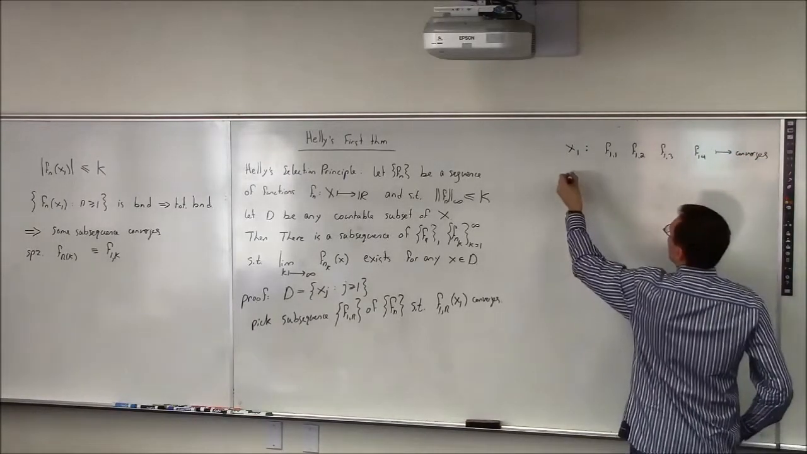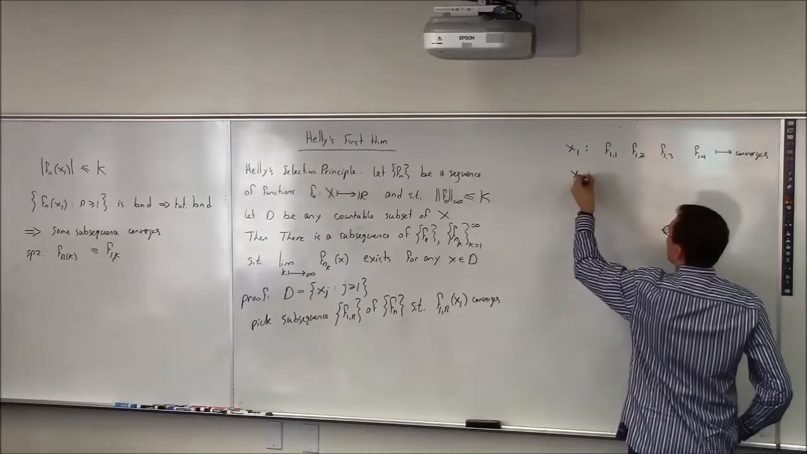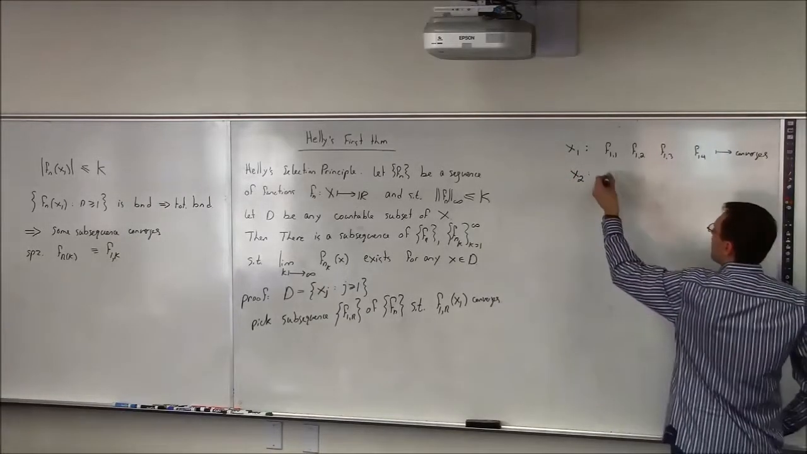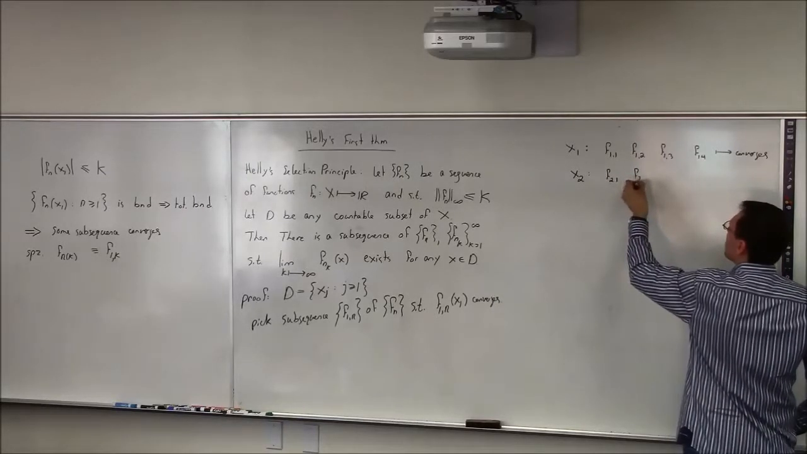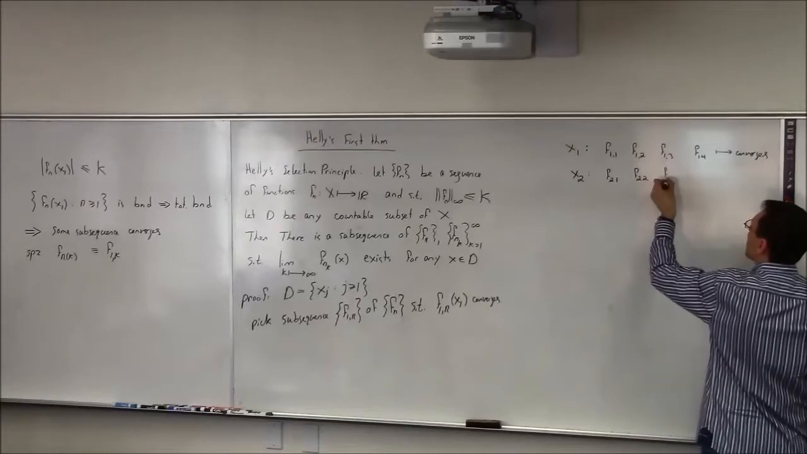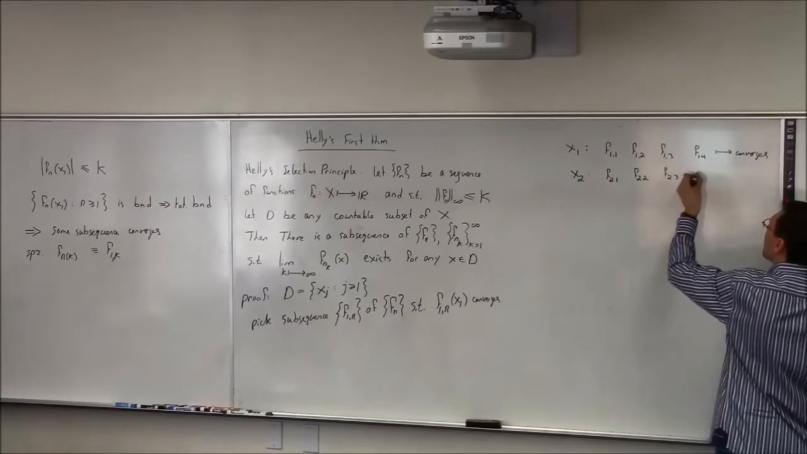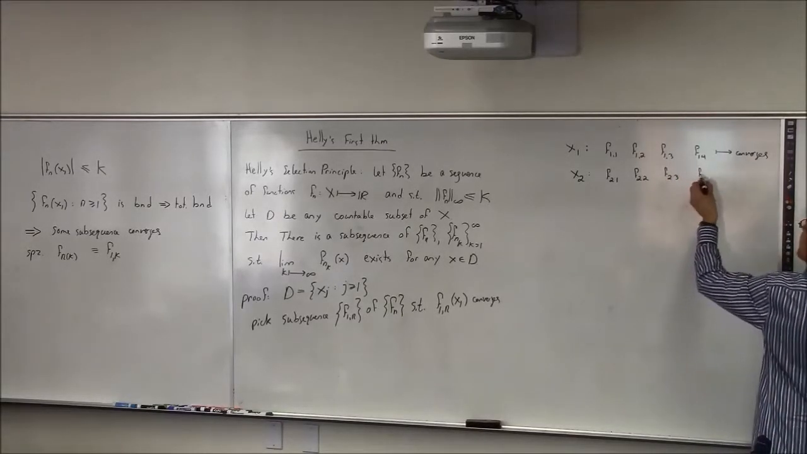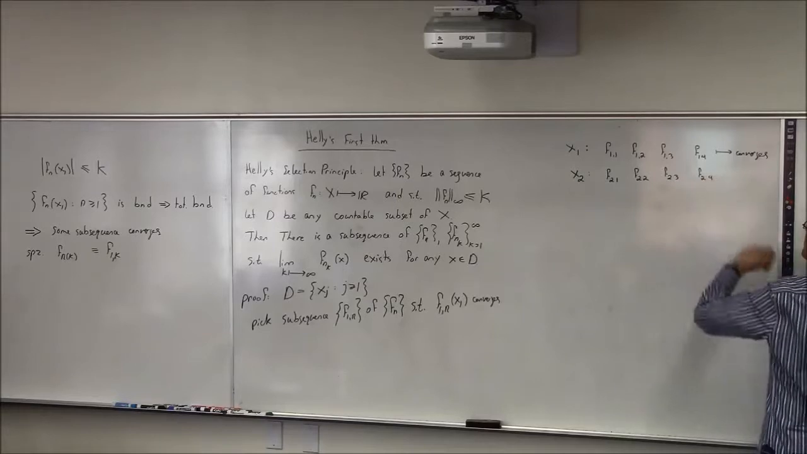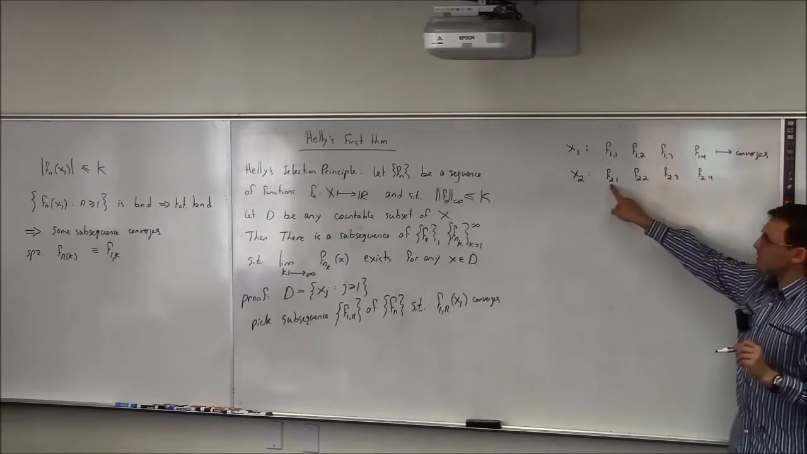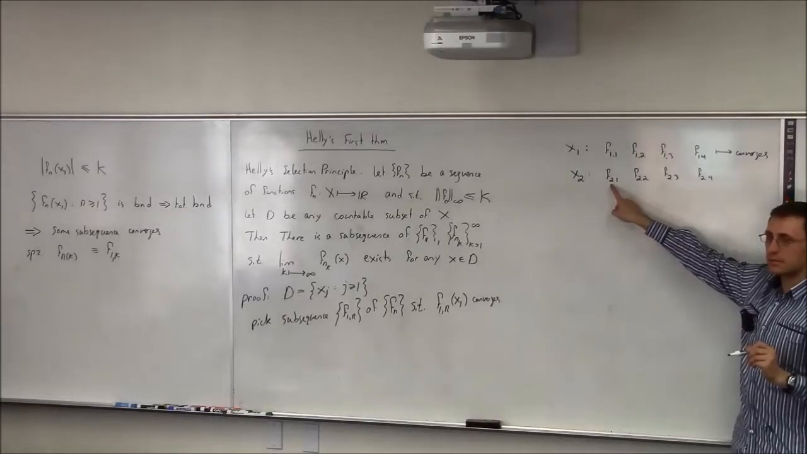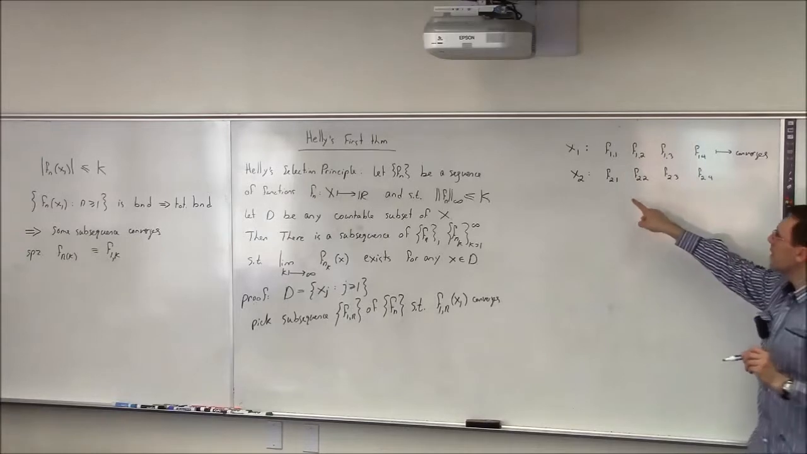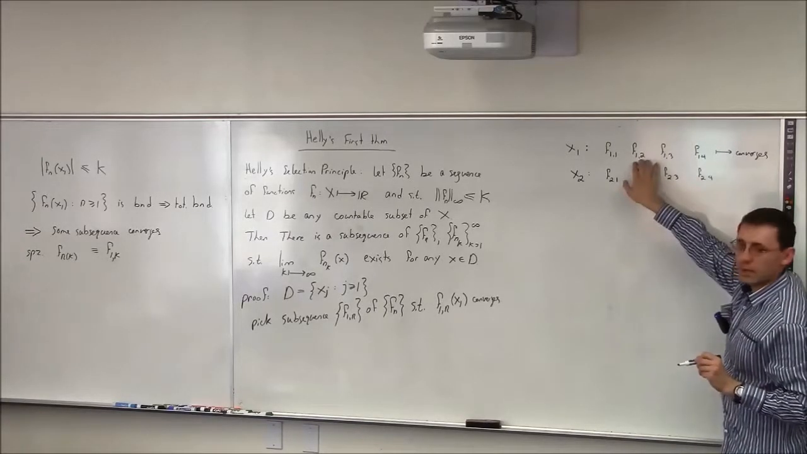Now I do the same thing for x2. So I have now f2,1, f2,2, f2,3, f2,4. Now, what is this? Where did I pick this subsequence? From where? It's from the indices used in the previous subsequence. In the previous, exactly, right? So this is a subsequence of the previous subsequence.